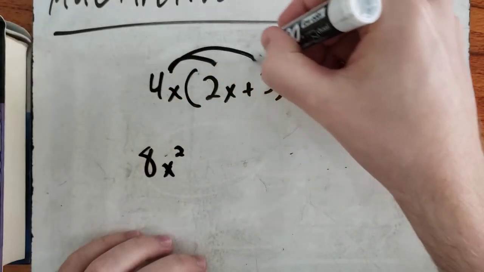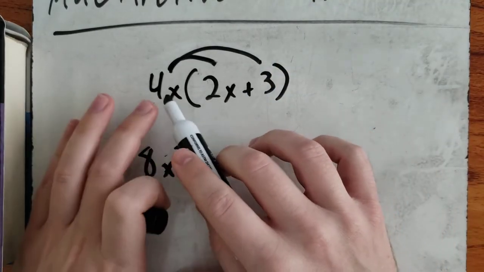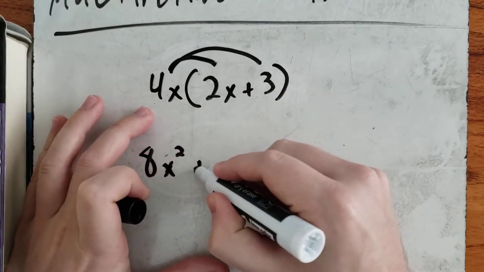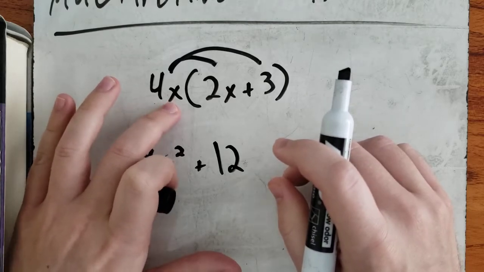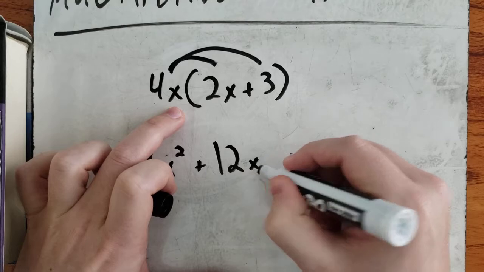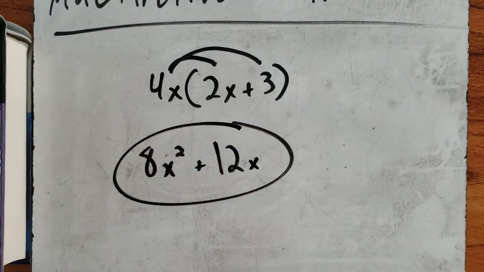Now we multiply by the second part. Our 3 here is positive. So remember, multiply our numbers. 4 times 3, it's positive, remember? So 4 times 3 is 12. And we still have this x attached here. Now there's no x in the 3, which means there's only one x, so the one x is brought down there. And that's our final answer.